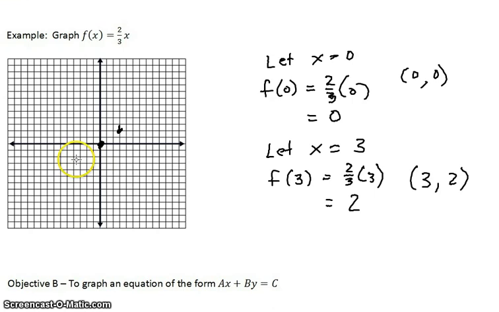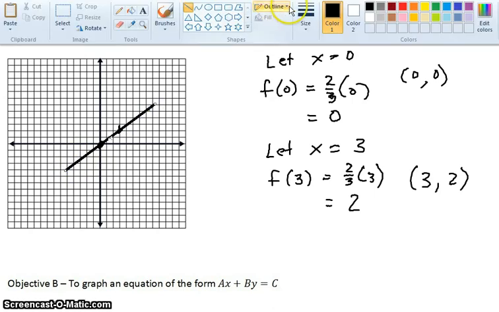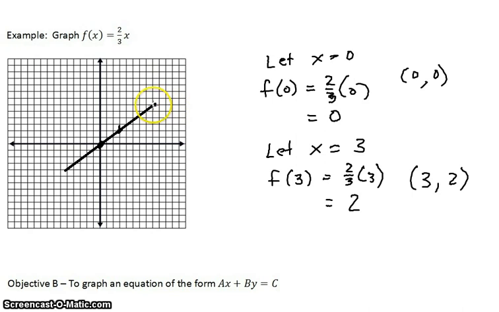I have 2 points here. I'm going to draw a line going through the 2 points. There is my graph of this function. And again, all these points that are on this line are points that are solutions to this graph.